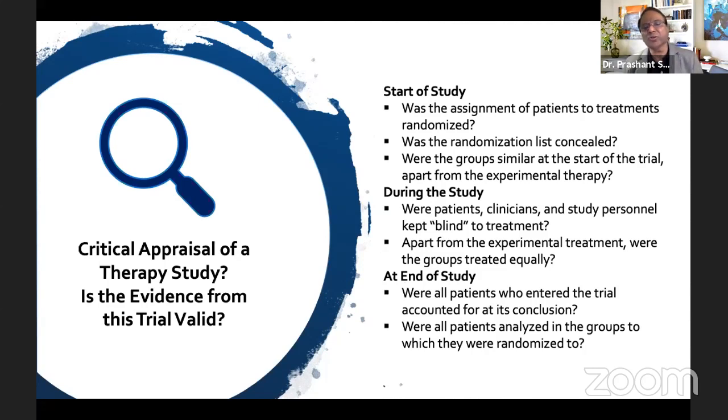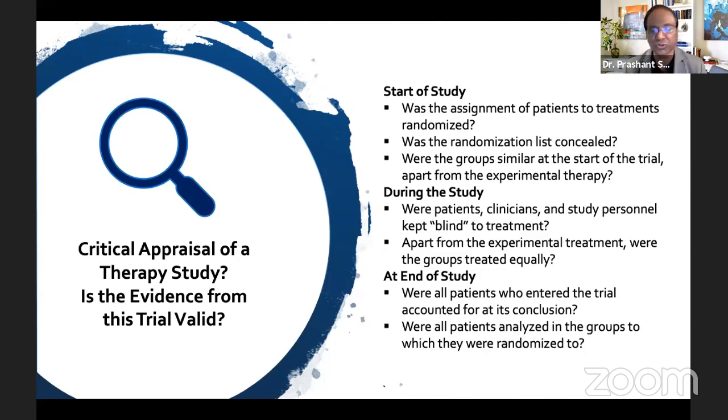The next question you have to ask during the study is: apart from the experimental treatment, were the groups treated equally? We have to provide equal treatment except the intervention to the one group, but both groups need to be treated equally. We can also appraise the randomized control trial at the end: were all patients who entered the trial accounted for at the time of conclusion of the study? This is basically loss to follow-up. The biggest problem with randomized control trials is that a lot of patients just withdraw from the trial. That is called loss to follow-up.